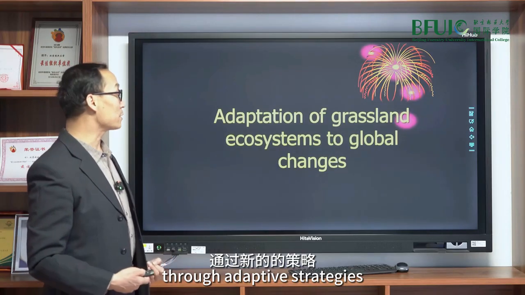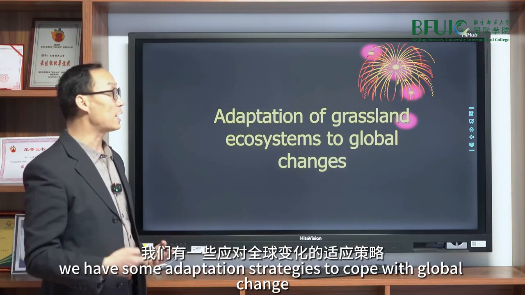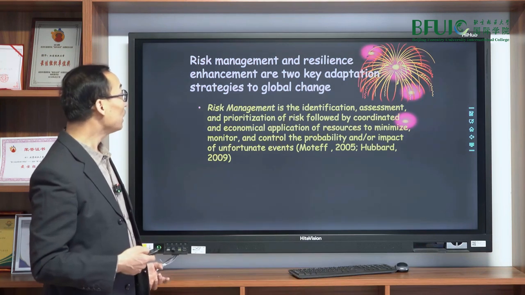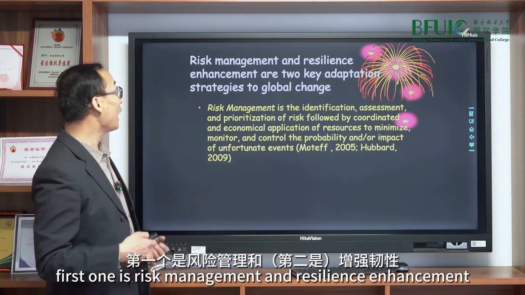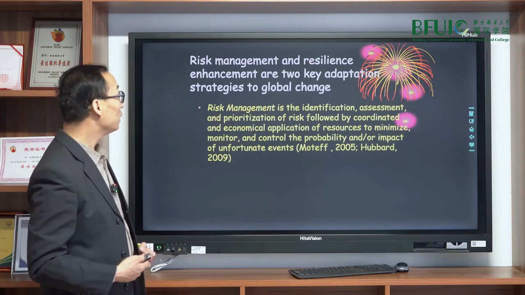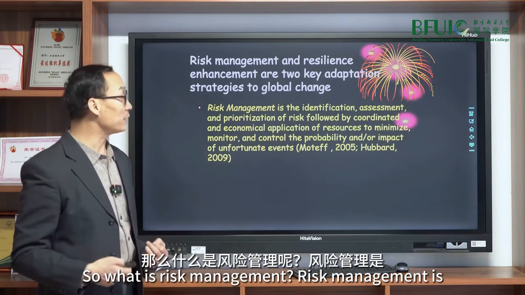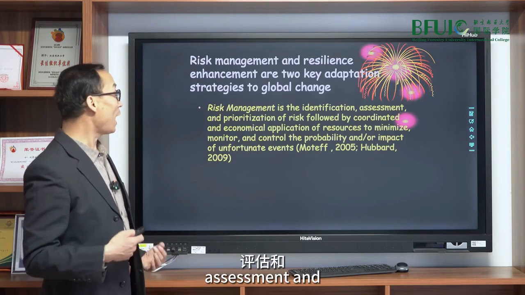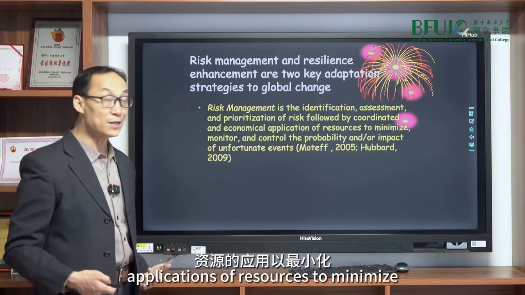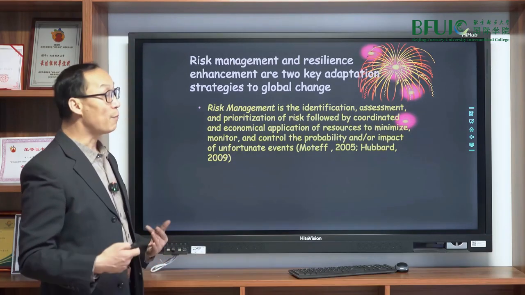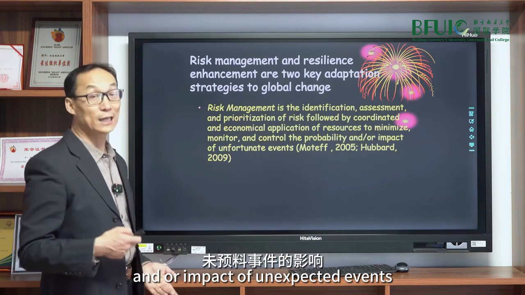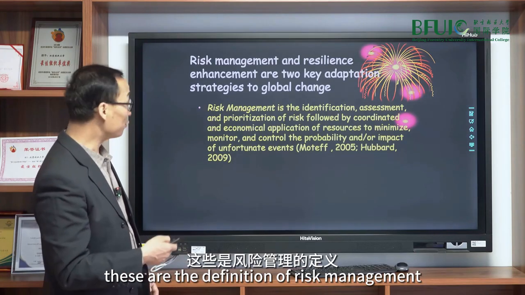Through adaptive strategies. Here we want to say we have some adaptation strategies to cope with global change. The first one is risk management and resilience enhancement. These are two key adaptation strategies to climate change. So what is risk management? Risk management is identification, assessment, and prioritization of risk, followed by coordinated and economic application of resources to minimize, monitor, and control the probability and or impact of unfortunate events. This is the definition of risk management.